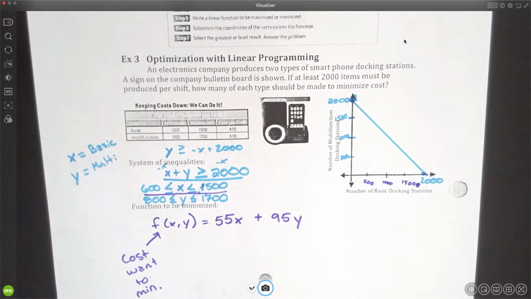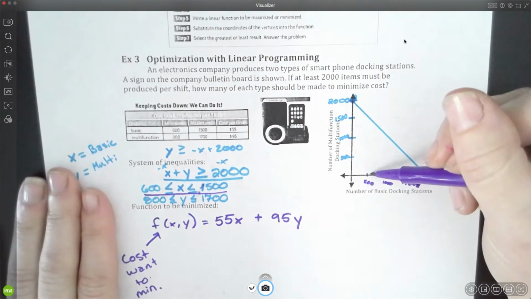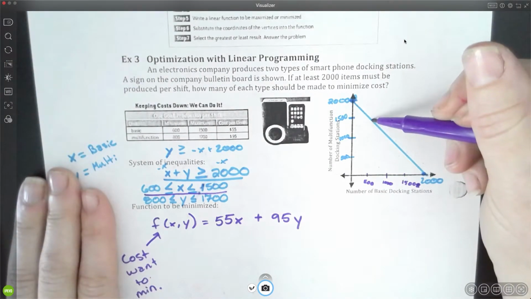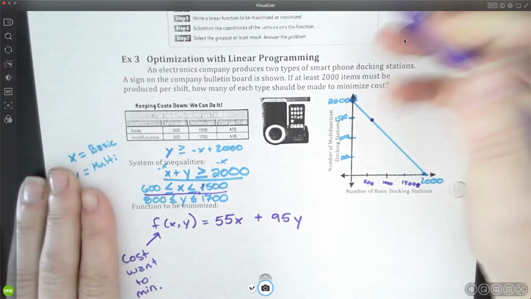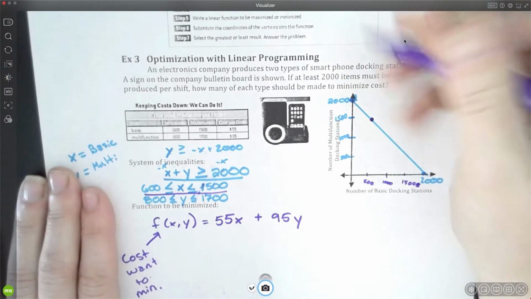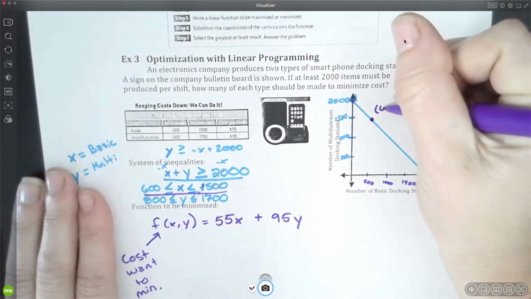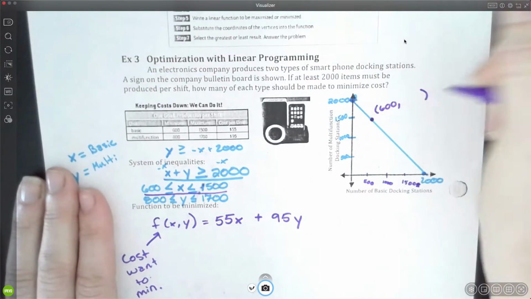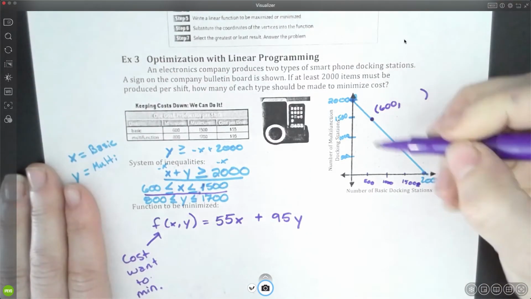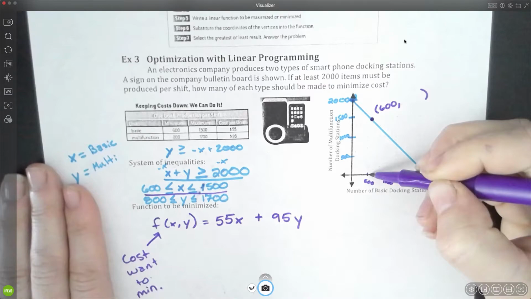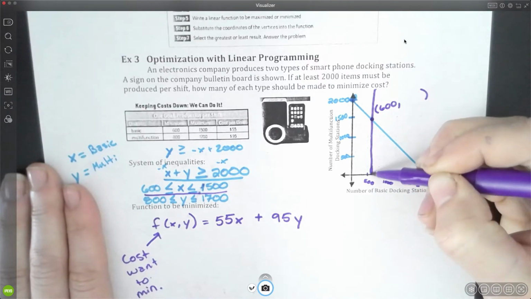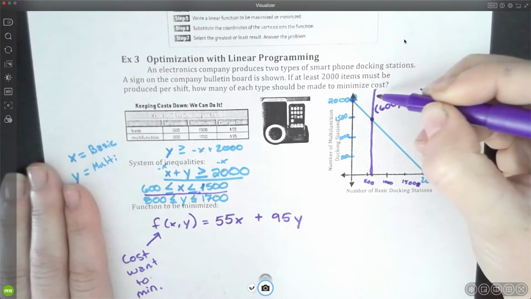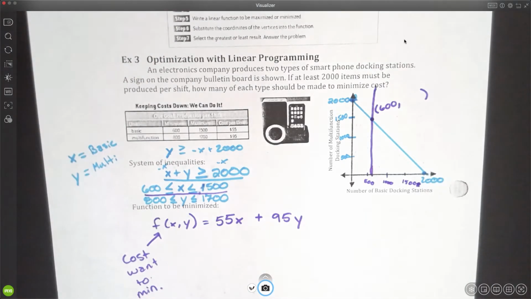Right after 500. Right after here. Right there. This guy is at the point 600, comma something, where he's going to intersect. We're going to figure that out in just a second. So 600 will be about there. All right, whereabouts is he going to cross that line?